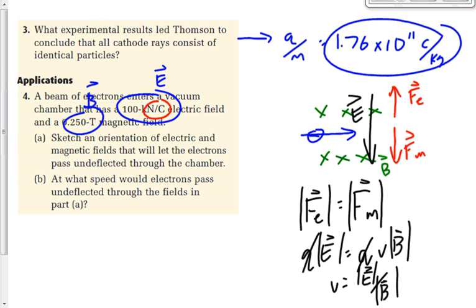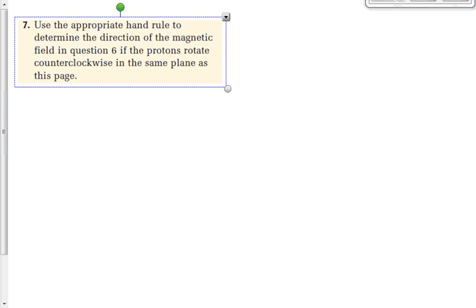I'm going to guess 10 to the 5, 10 to the 6 meters per second. What was the actual number? 4 times 10 to the 5 meters per second. Okay, the typical speed is 10 to the 5, 10 to the 6, right? Good. And I think we had two more to go over here.